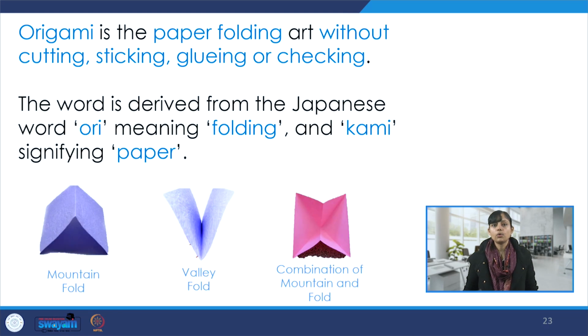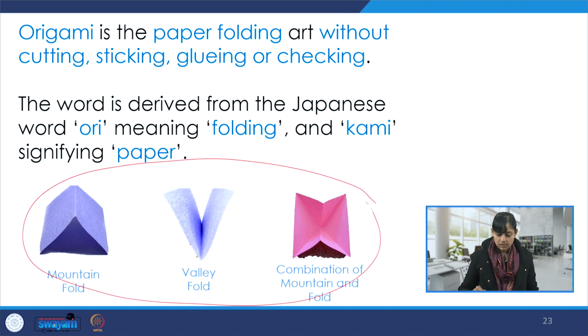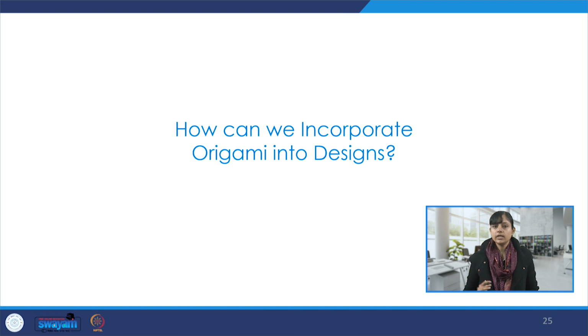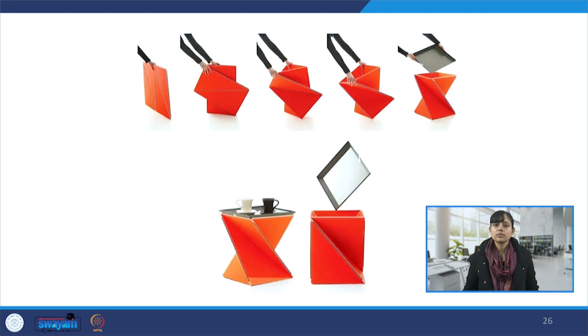Then we talked about origami and what kinds of folds we see in origami, what is its origin, and what are the types of origami. We briefly talked about these. And we also tried to understand how the origami principles could be integrated within interior spaces or for designing furniture and more examples like that. And how could origami be an inspiration to drive these designs? So we saw some examples like this.